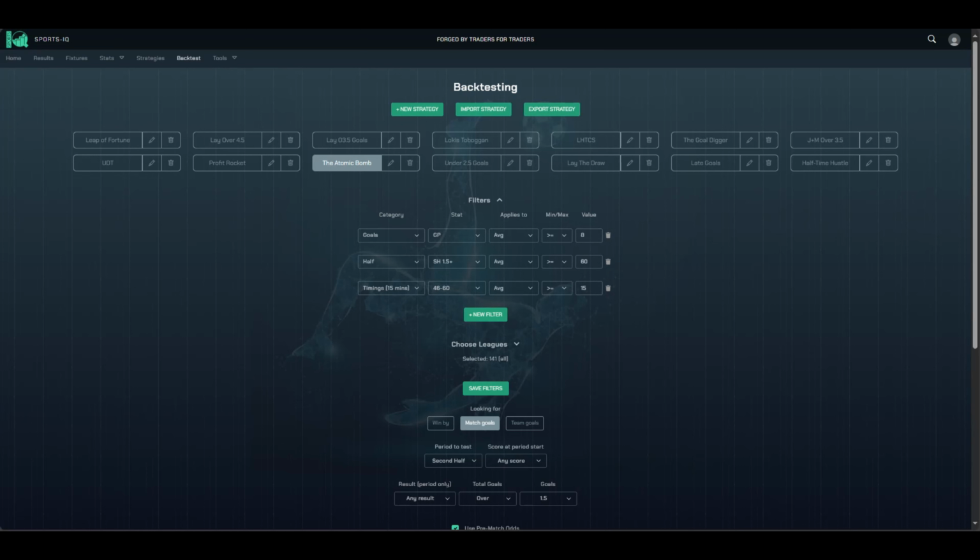Now let's talk about how to execute the atomic bomb strategy. It's all about timing and calculated entry points. So when do we enter? We enter the market at half time, but only if the score is 0-0, and this is according to the strategy. Now with the filters we have in place, we can bypass this scoreline and trade any half time score.